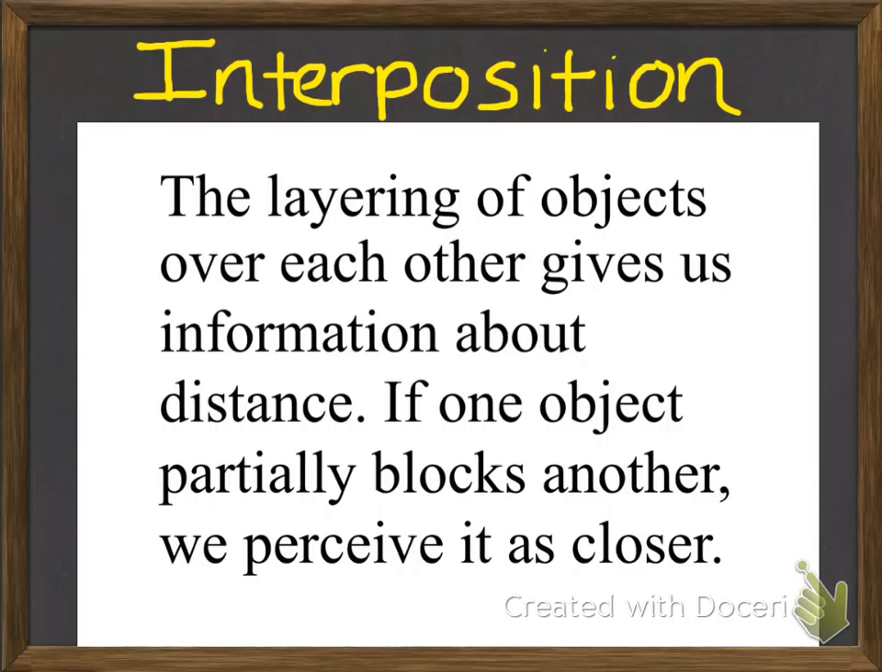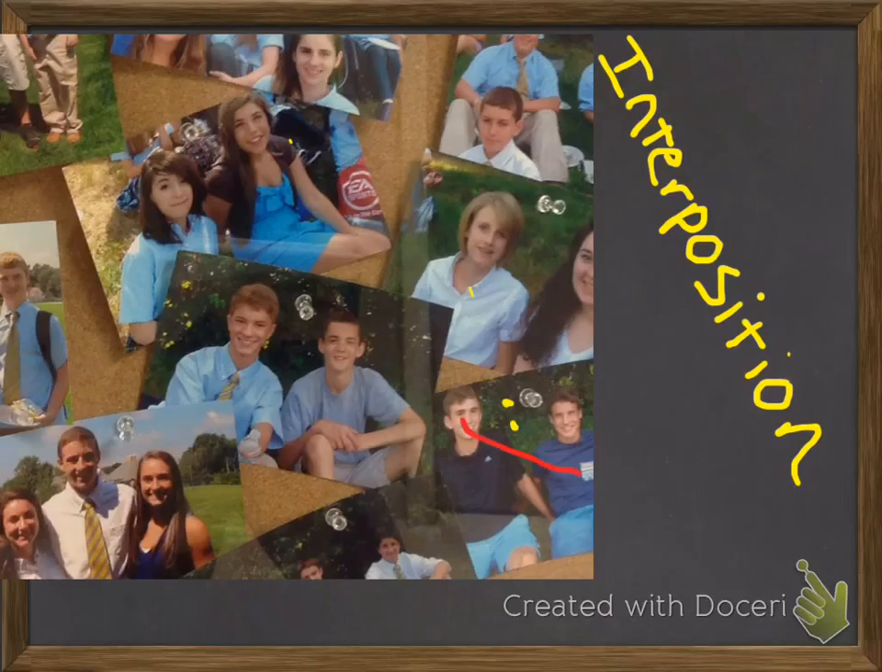Interposition is when the layering of objects over each other gives us information about distance. If one object partially blocks another, we perceive it as closer. This picture is perceived as closer than the one with the 2 girls because it partially blocks the view of the girls.